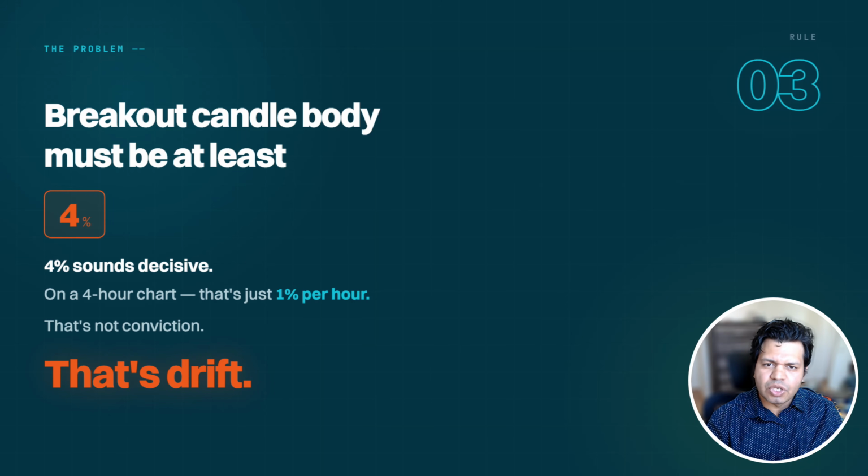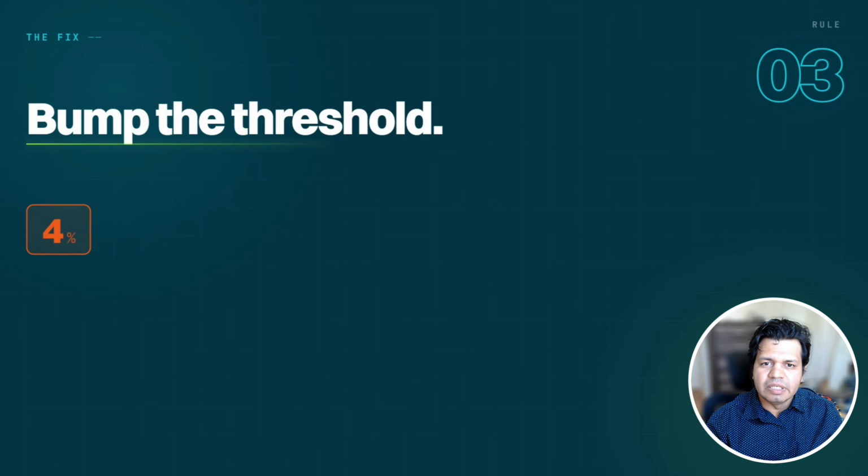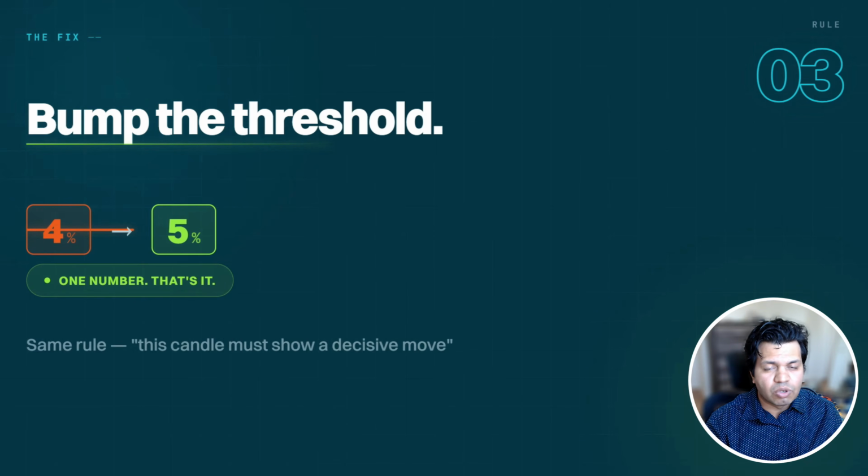On a 4-hour chart, though, a 4% candle means the stock averaged just 1% per hour across the entire window. That's not conviction. That's a drift with a good closing minute. For a genuine 4-hour breakout, one where real money is moving, you want at least a 5% body. Keep it at 4% and the screener doesn't break. It silently includes weak setups right alongside the real ones. And you would never know. You would just assume nothing good is breaking out today, right? So the fix is to bump the threshold to 5% on a 4-hour time frame.